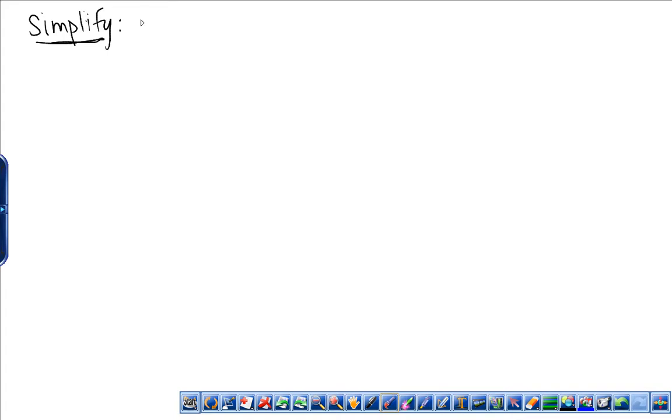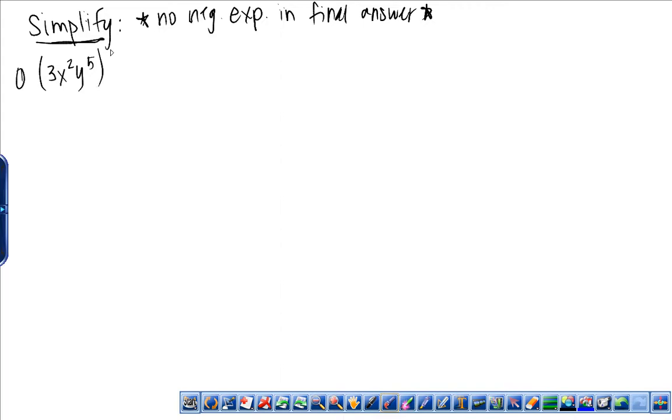So it says to simplify, and it also says no negative exponents in your final answer. Problem: I'm going to say the quantity of 3x squared y to the 5th times the quantity of negative 2 times x and y to the negative 8. Now, if this was my final answer, this negative 8 is the only one that I'm really worried about being a negative value. The negative 2 is just a coefficient, and that doesn't matter.